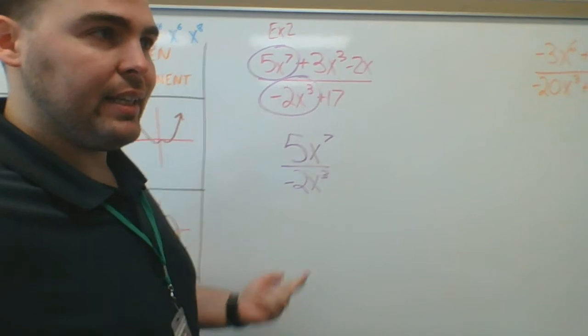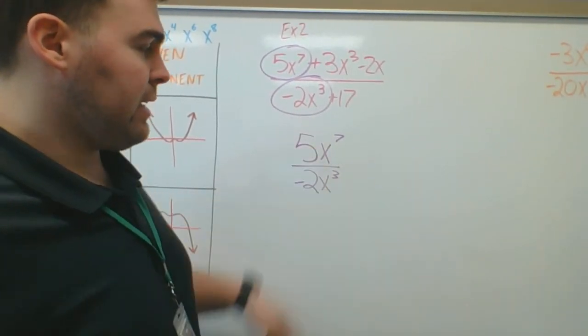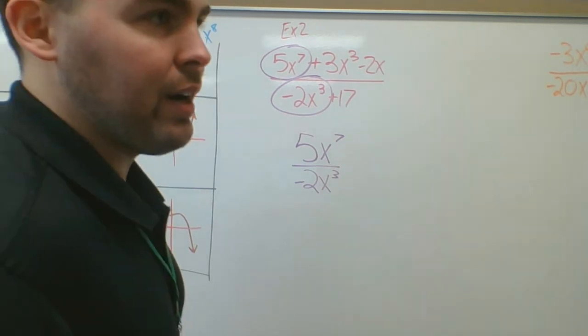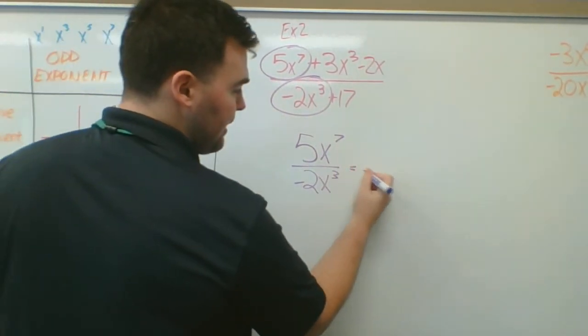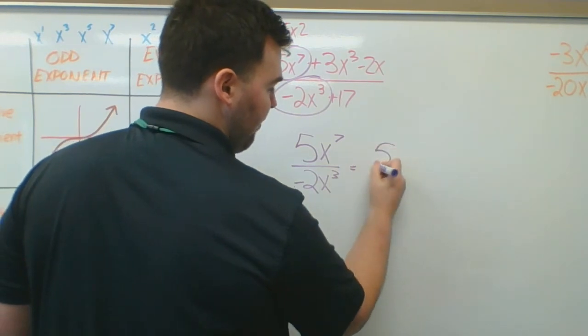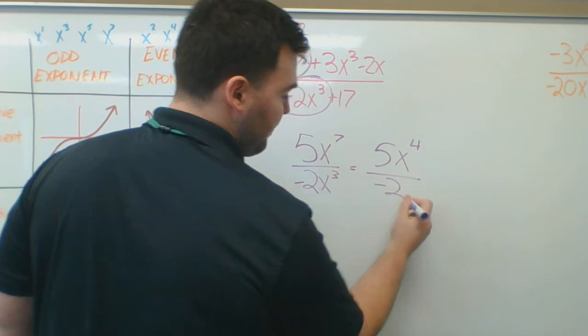Okay? Again, in these part one problems, it's just going to end up that these x's will cancel out these x's. You're going to have an x in the numerator for part one for all of these problems. Okay? So I'm going to simplify this. This is going to be 5x to the 4th over negative 2.